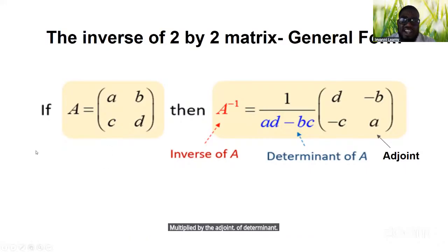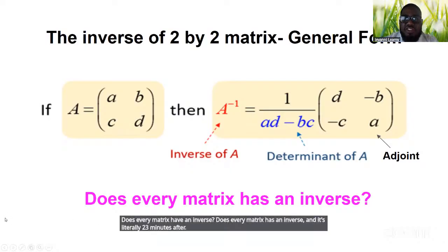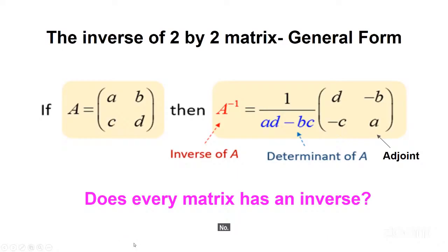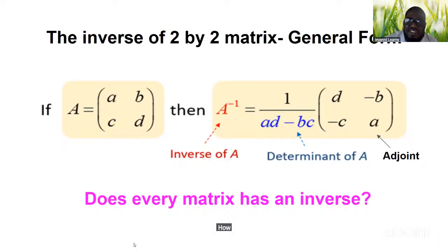So the question I asked earlier, does every matrix have an inverse? What do you think about that now? Does every matrix have an inverse? It's literally 23 minutes after. Does every matrix have an inverse? No. What do you think about that? Not every matrix has an inverse. So which one does not have an inverse? How do you know?